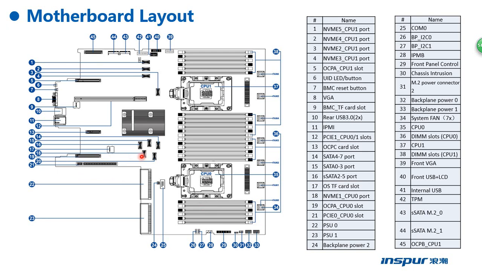19 is the NVMe point. We shouldn't configure the NVMe points because the 14, the 15, the 16 are the OCuLink of the SATA signals. But 18 is the OCuLink of the NVMe signal. It is a PCI signal. The 20 is also the NVMe point. The 21 is the PCI 0, the PCI slot. The 19 is also the OCP slot. The 22 and the 23 are the PCI slot.